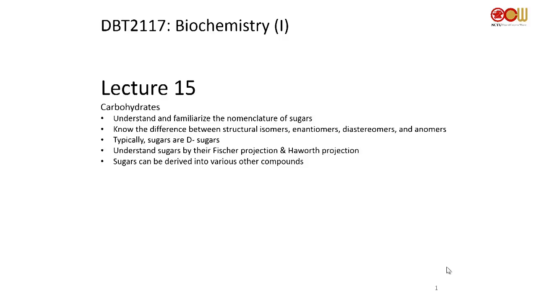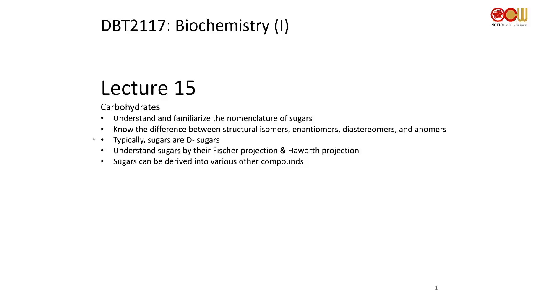All right, so for carbohydrates, a couple of things that are important. I want you guys to understand and familiarize with the nomenclatures of sugars, meaning the names of sugars and how they are named, essentially, or the structures of sugar, like D sugar, L sugar, that kind of stuff. You should know the difference between structural isomers, enantiomers, diastereomers, anomers, and there's one more called epimer. We'll talk about that today.